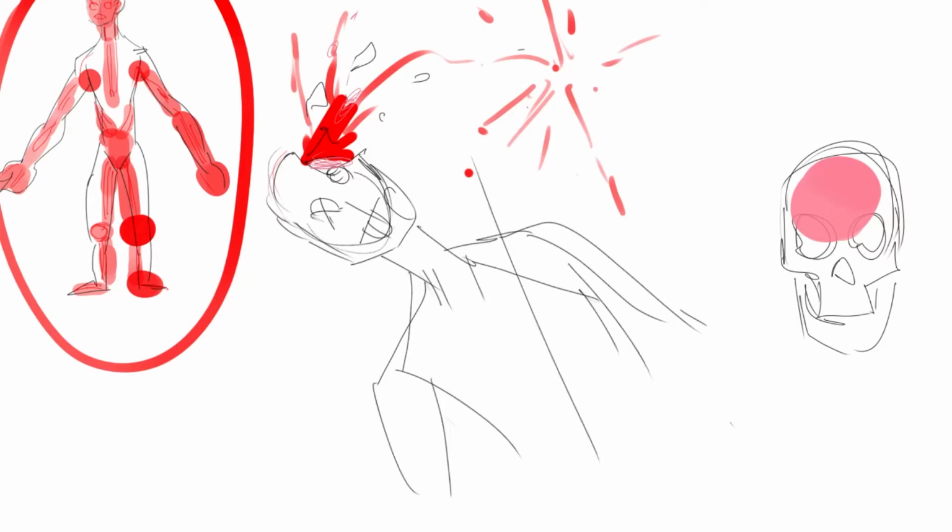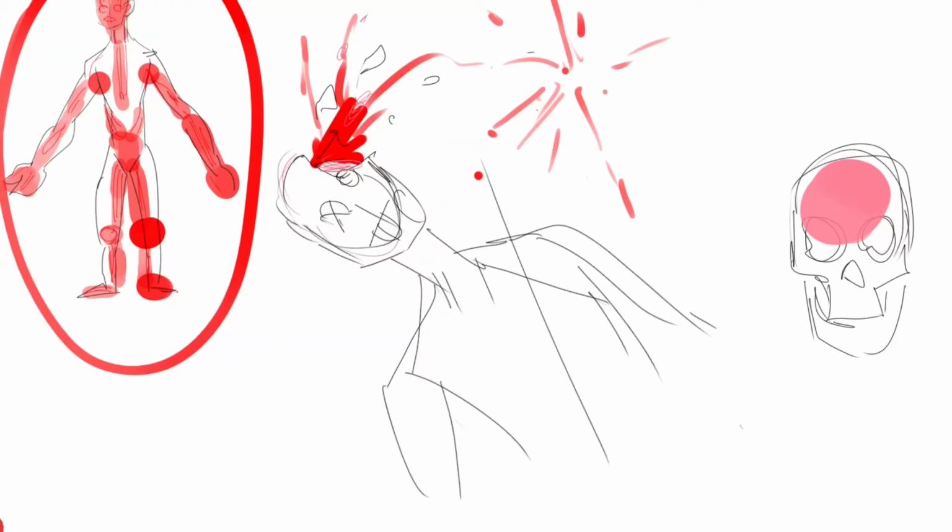Sometimes even an eye can be popped off the orbit. That is in the case of very heavy blunt force trauma to the head. You can easily imagine what would happen if you got sliced there.